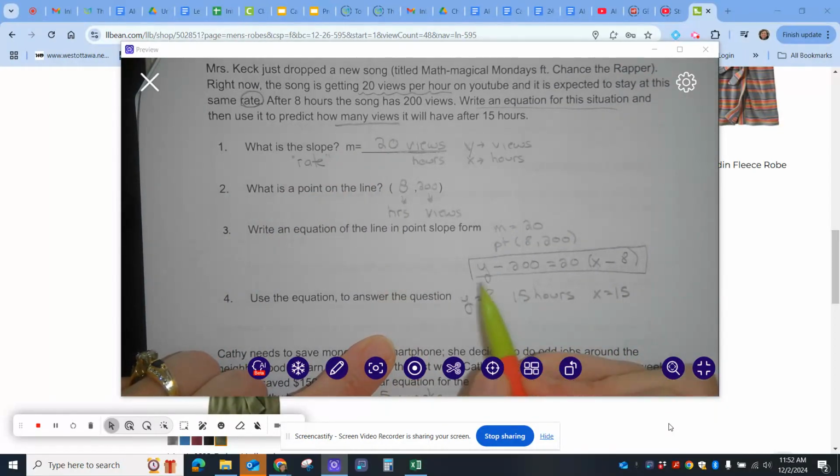Okay, so now I want to take my equation here. I'm finding y, and what am I doing? I'm letting x equal 15.